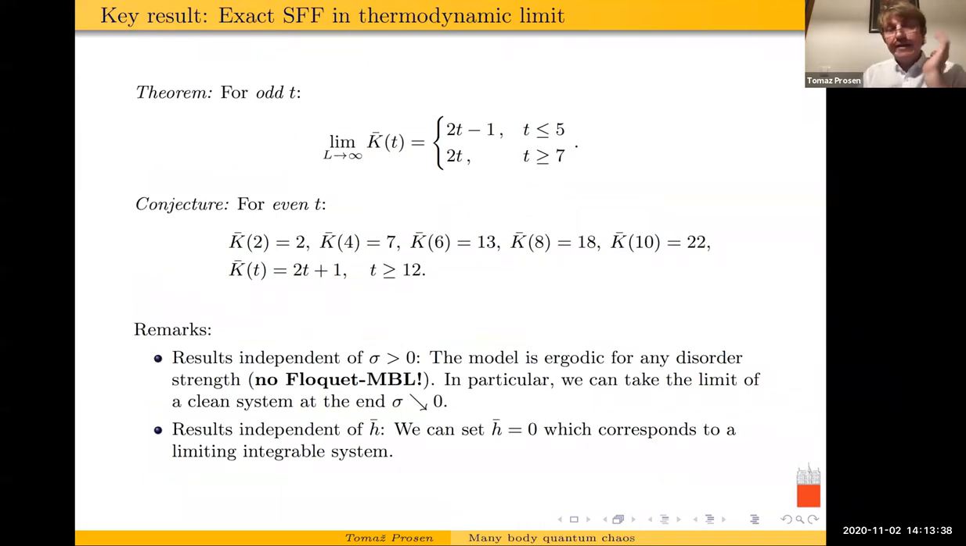Of course, we can take the limit for a clean system at the end. The results are also independent of the average value of the longitudinal field, so we can even take the average value of the field to zero, which means we are expanding around the integrable system. But since we do the thermodynamic limit first, before taking the limit to the integrable system, and these two limits don't commute, we get ergodic quantum chaotic dynamics all the way.